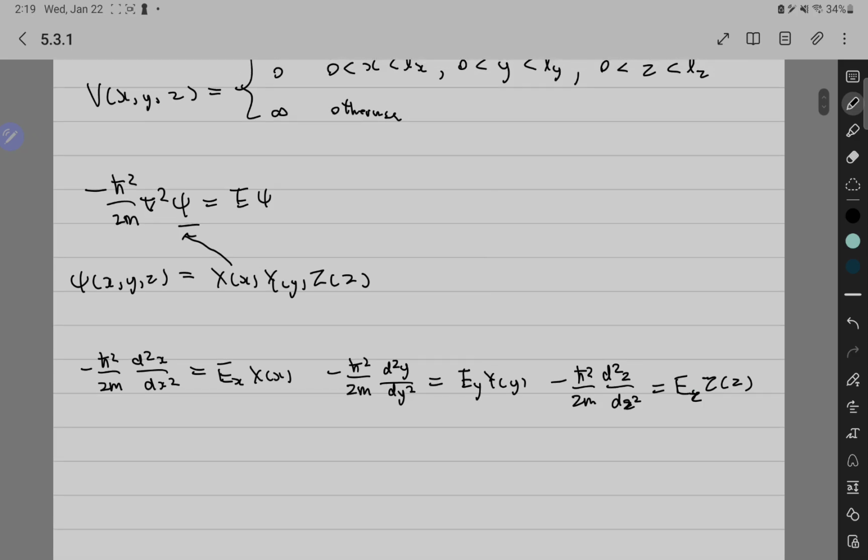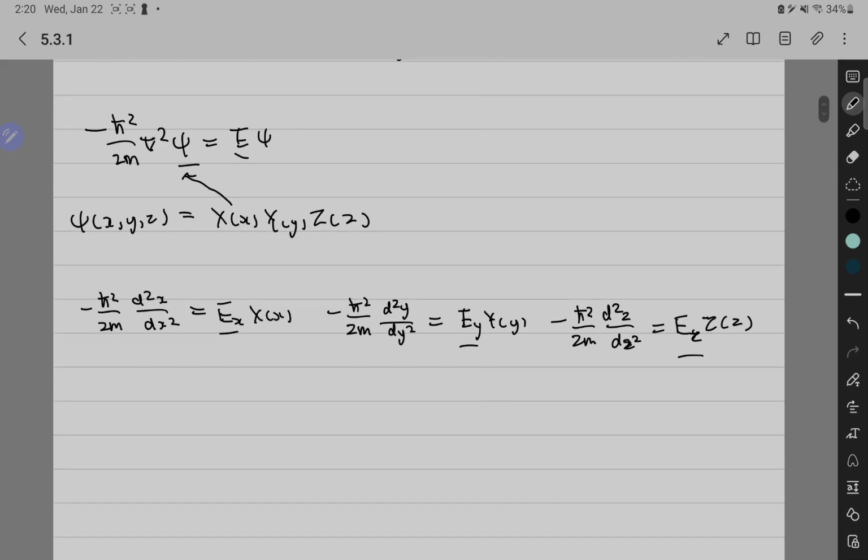And since we are breaking the psi into three parts in terms of x, y, z, we're going to do the same for energy here, right? So energy of E_x, E_y, and E_z, and intuitively the total energy is just going to be E_x plus E_y plus E_z, and this is also what the text wrote.